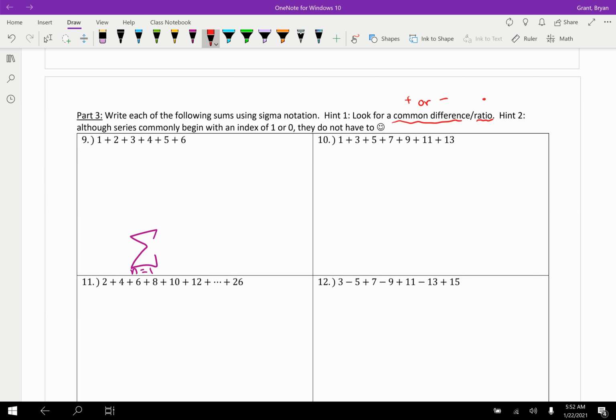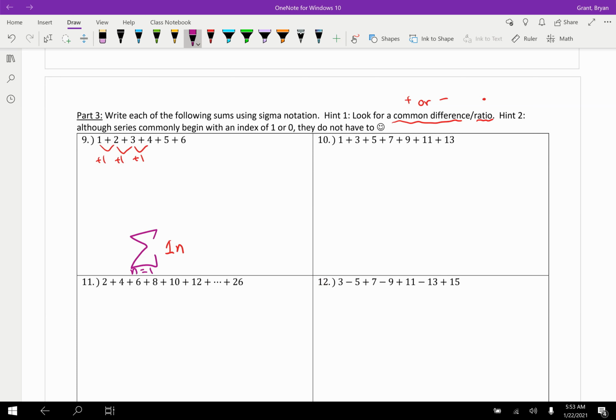So looking here, what is the pattern between the numbers? Well, we go up by 1 every time. This, in terms of sequences, is essentially the slope of our sequence. If we have a constant difference like that, it's going to be a linear function, and the slope of a linear function is very easy. The slope in this case is 1, so I know it's going to be 1n.